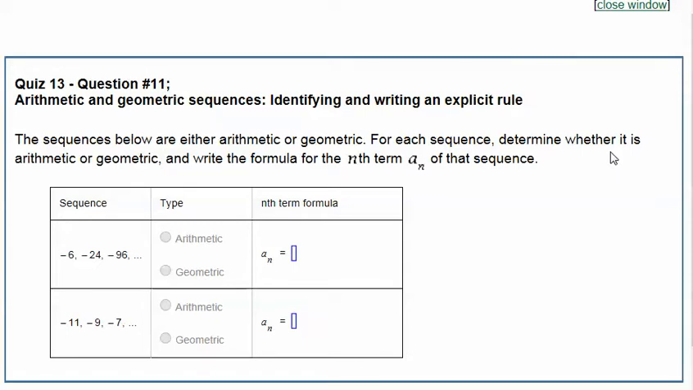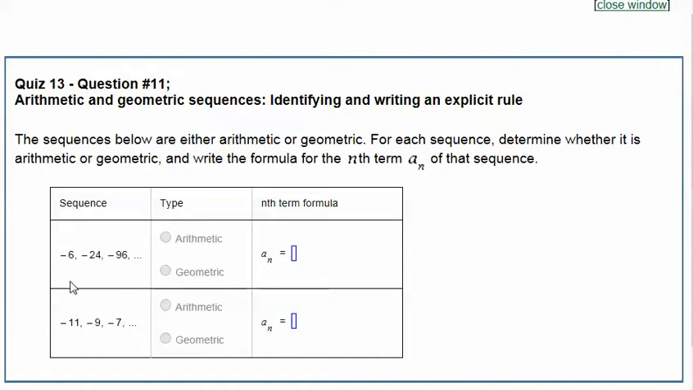The name of this topic is Arithmetic and Geometric Sequences, Identifying and Writing an Explicit Rule. So what we're given here is two sequences. For each one, we have to determine whether it's an arithmetic sequence or a geometric sequence. Then once we do that, we have to fill in the formula to get to the nth term.